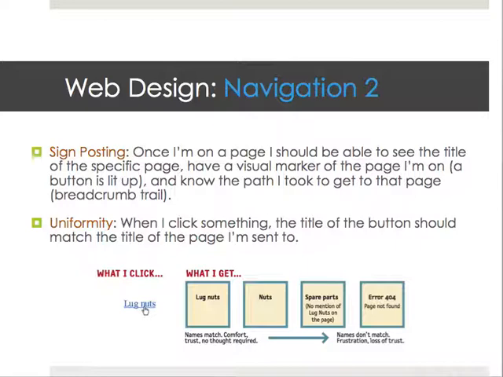So there's also signposting. Once a user is on a page, they should be able to see a title on the specific page. There should be a visual marker of the page that a user's on, a button that is lit up to let them know this is where I am, and the path that they took to get to that page. So you should always be able to follow your way backwards if you need to get back to another place. So signposting is important. And there's uniformity. When you click on something, the title of the button should match the title of the page that they're sent to. So it needs to be intuitive, it needs to be clear, it needs to follow a certain pattern that makes sense to users.